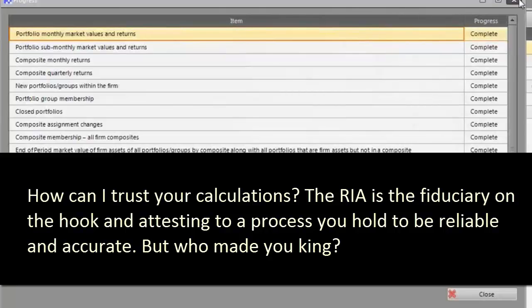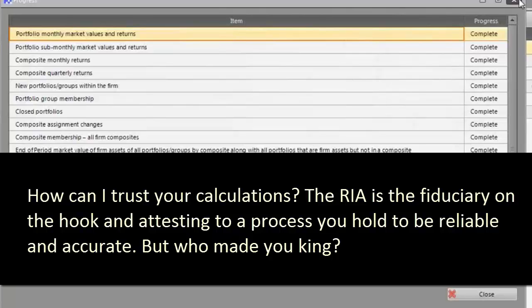How do we know that your calculations going in there are correct? Have you done anything to verify your calculations? There's another one of the verification firms, the Spalding Group, that certifies software that does performance calculations, meaning the software itself does all the calculations in a manner or format that will enable the firm to be GIPS compliant.